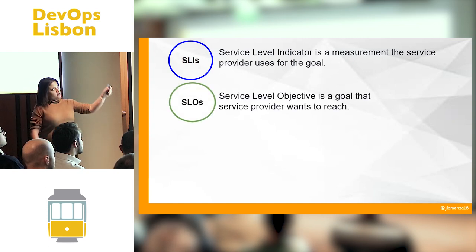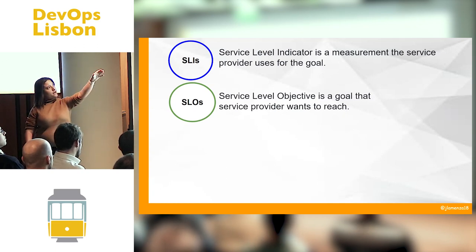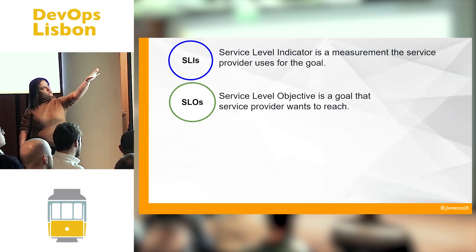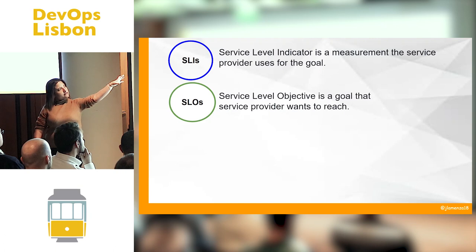And then you have the SLO, the service level objective. That's the goal that the service provider wants to reach, right? So you monitor the service provider and use this for your goal. But then you create a real objective that you want to reach, you know?